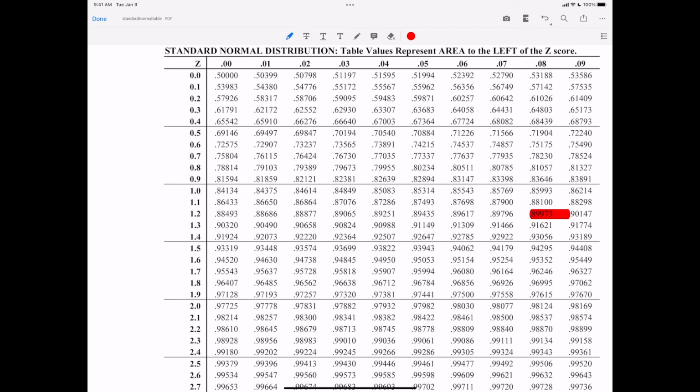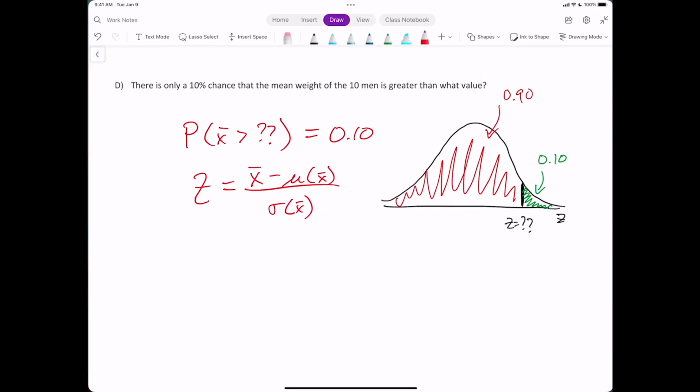So what's that z-score? We back it out. It's going to be 1.28. Remember that top number, that column gives you the second digit. So the z-score is 1.28. All right, so let's keep that in mind. The z-score here is 1.28 that has area to the right of 10%. So now we know what the z-score is. So let's go ahead and fill in everything.